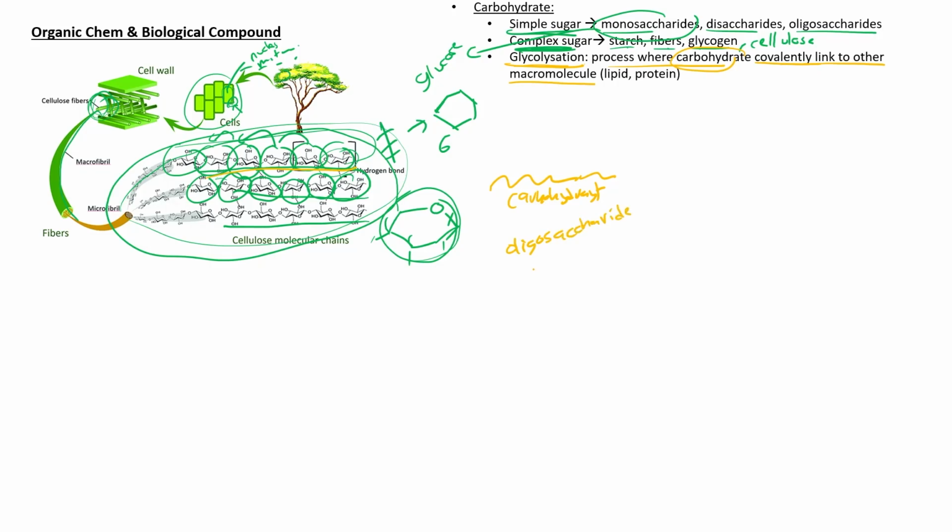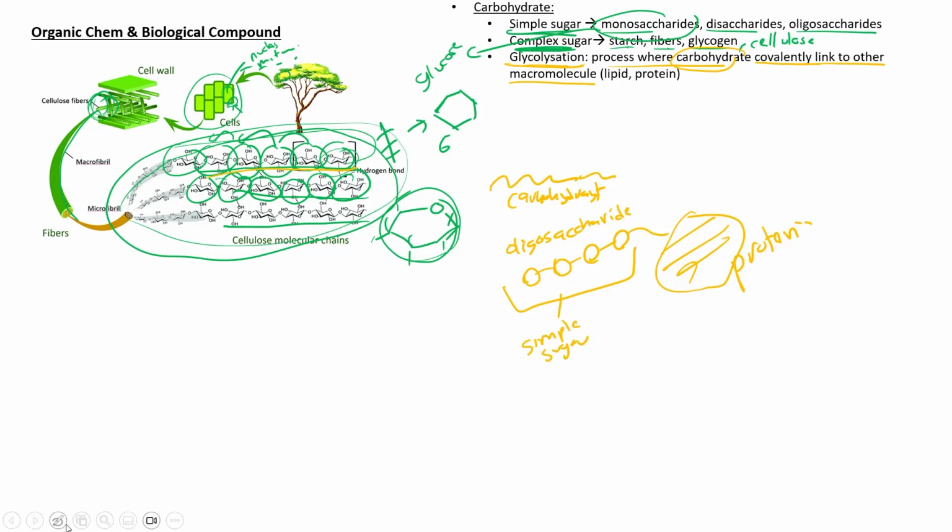oligosaccharide, meaning the carbohydrate that has a few connections will make a bond with something, for example maybe the protein. So this is protein. This is oligosaccharide, we can call it simple sugar, still simple sugar. The connection between this oligosaccharide and the protein, this thing we call glycosylation. So glycosylation is a process where carbohydrate is covalently linked to other macromolecule, lipid and protein.